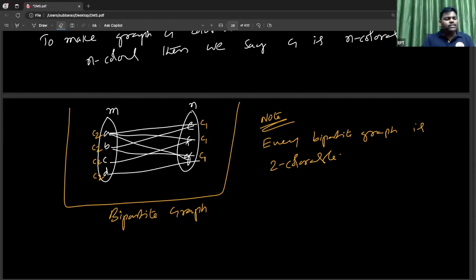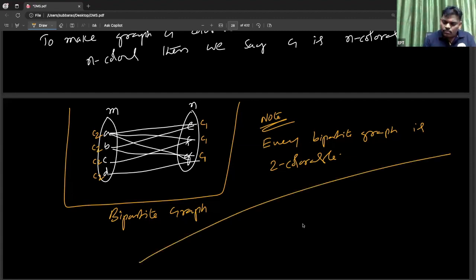Can you help me now? Every star graph with 6 vertices. Can I write every star graph is 2 colorable? Can I say? We discussed it already. A star graph is like this. It is a star graph, and it is also a bipartite graph.